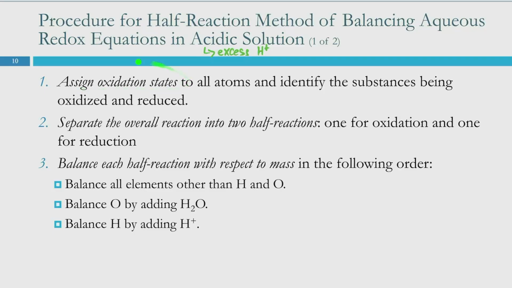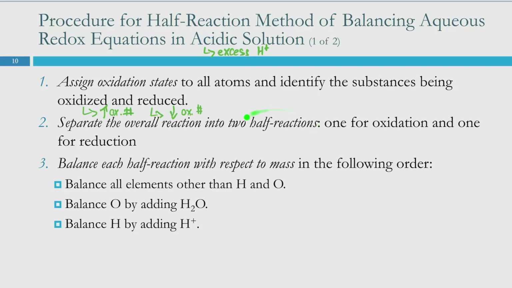Our first step is that we have to assign oxidation states to all of our atoms, both on the reactant side and on the product side. That will let us identify the substances that are being oxidized, those will have an increase in oxidation number, and things that are being reduced, which will have a decrease in their oxidation number. Usually we've got one element that's got its oxidation state increasing, and another one that's got its oxidation state decreasing. So we can separate them out. You don't have to identify them as oxidation or reduction necessarily, just one's going up, one's going down, and we'll separate those out.